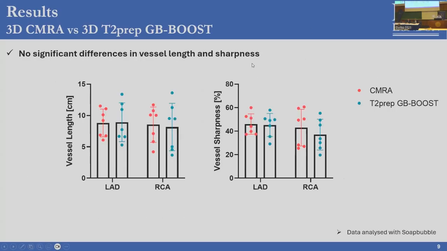So some quantitative analysis was performed with the SoapBubble software to analyze the vessel length and the vessel sharpness. According to the results, the gray blood BOOST has a comparable result with CMRA regarding both LAD and RCA coronary arteries, and no significant differences were found.